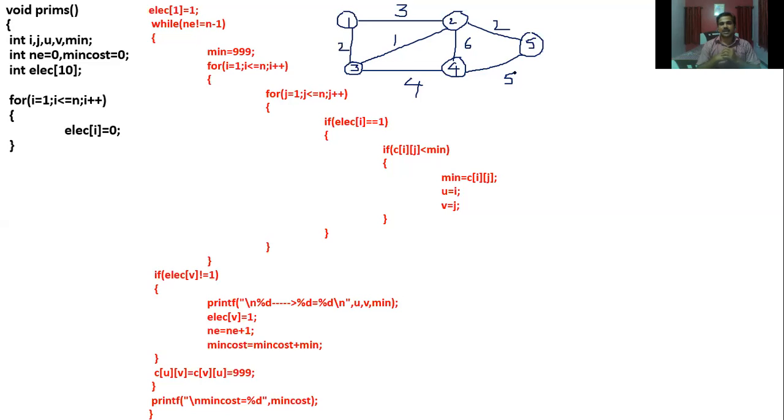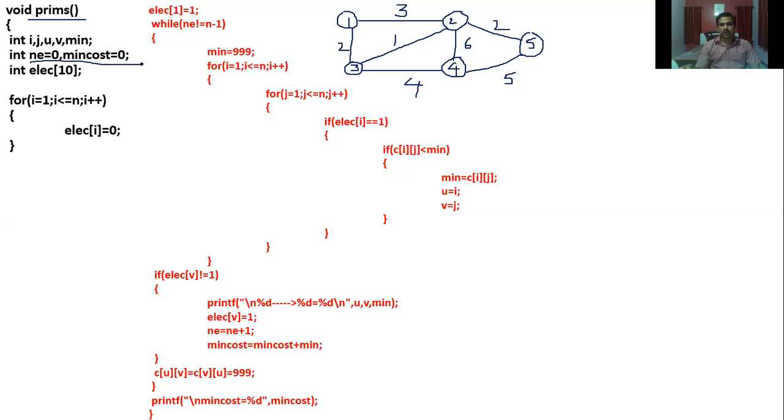For this undirected graph, I'm supposed to determine a minimum cost spanning tree. So your Prim's function is something like this. A few variables I have declared, and there is NE, the number of edges, which is initialized to 0.